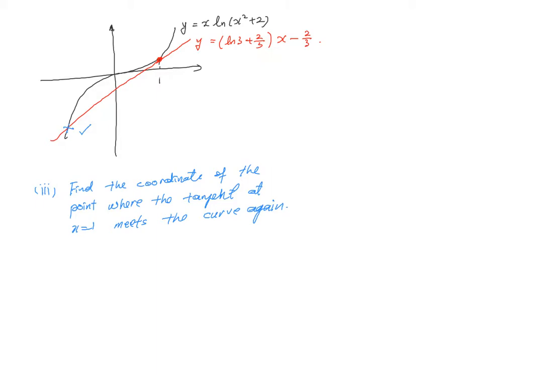Meet again means you have to solve simultaneous equations. To solve this part of the question, you put x ln x squared plus 2 equal to ln 3 plus 2 over 3 times x minus 2 over 3. If you have this equation, definitely you cannot solve it manually. So there are 2 ways to solve it. Can you tell me what are the 2 ways? Is it your calculator solver? Yeah, definitely. You can use solver.